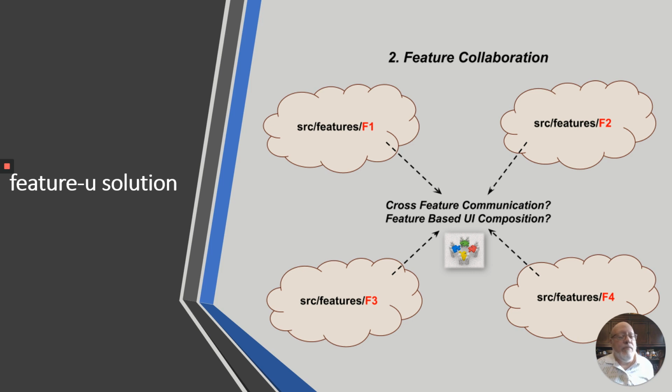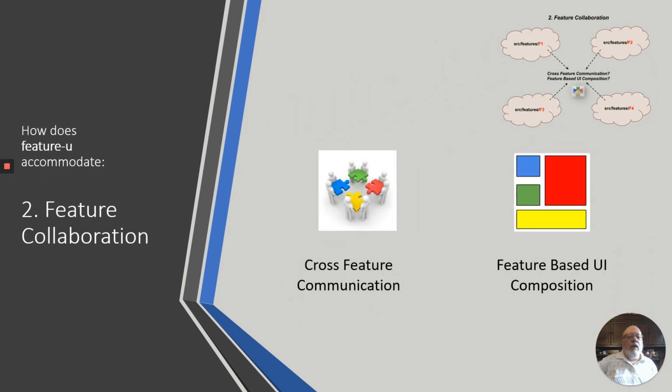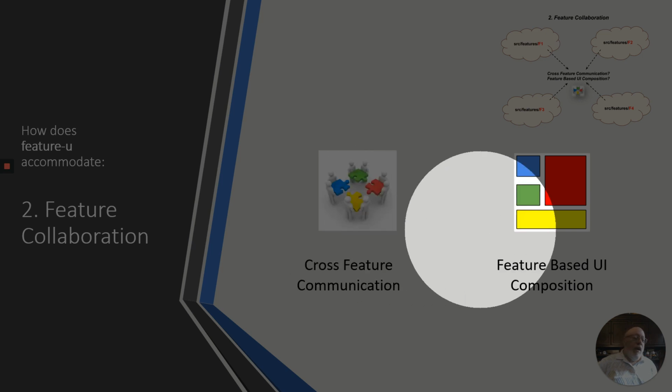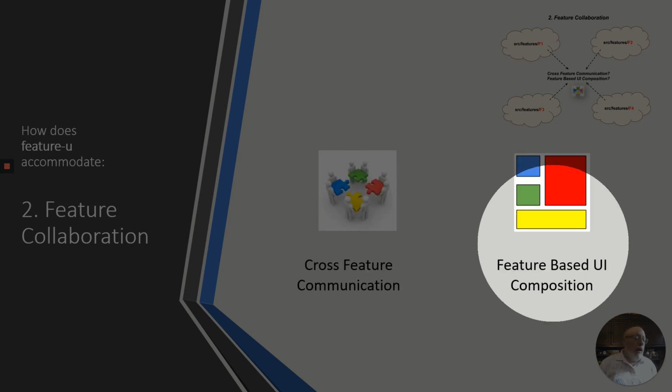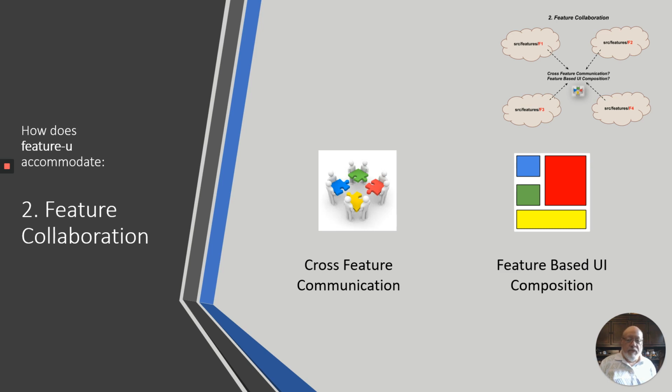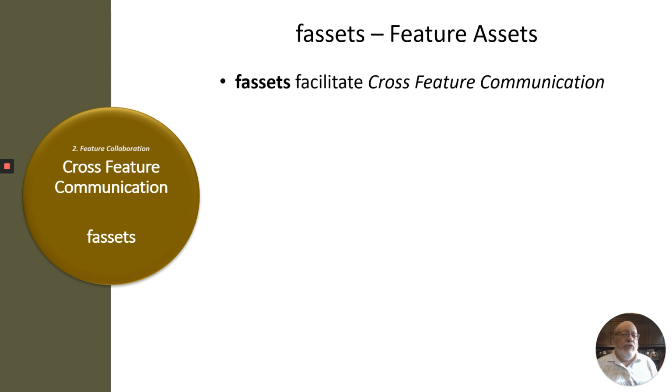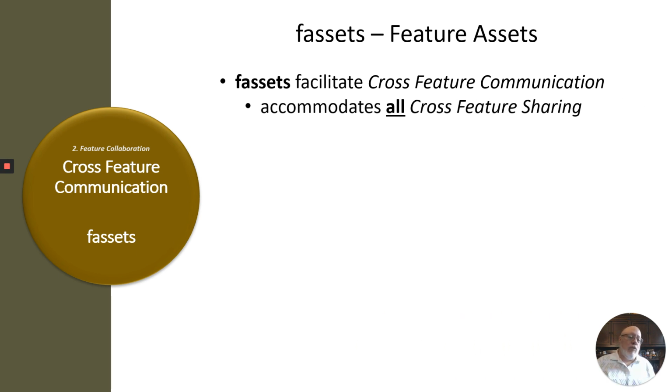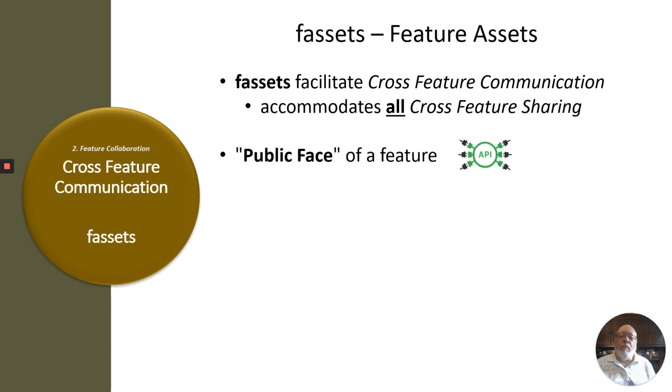All right, the second major characteristic that we talked about was feature collaboration. And remember, we broke that down into generalized cross-feature communication, as well as feature-based UI composition that crosses feature boundaries. How does feature U accommodate this? Well, we use something called fassets, or feature assets, to facilitate cross-feature communication. And this is how all cross-feature sharing is accomplished. You can really think of this as the public API of a feature.